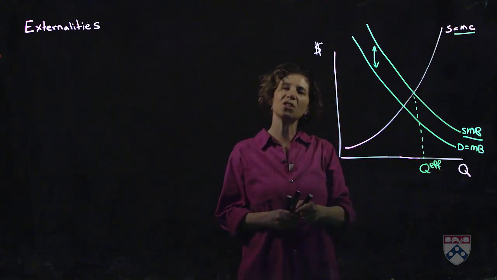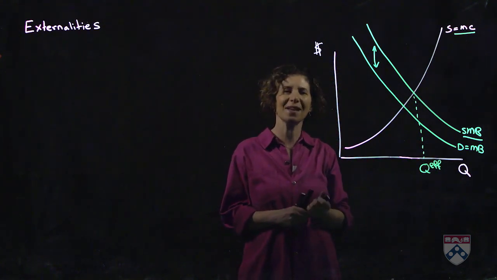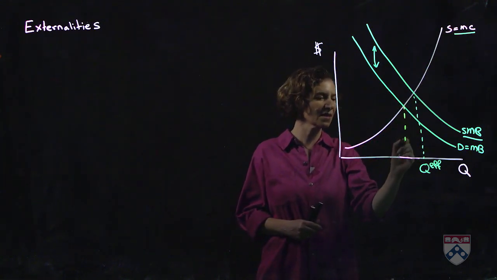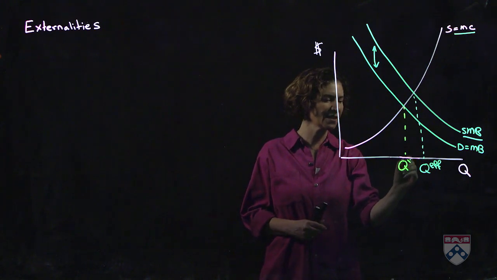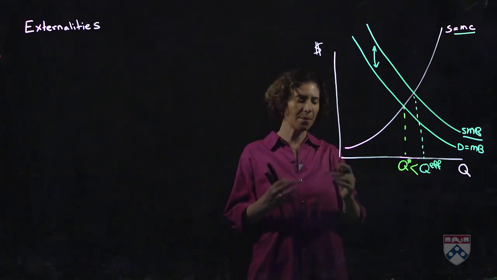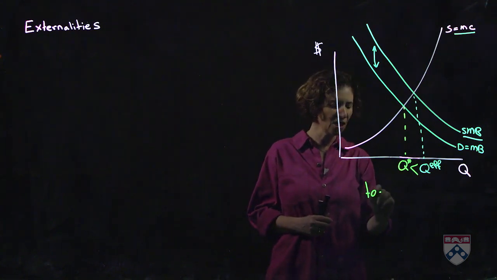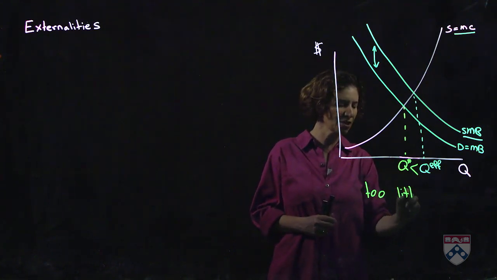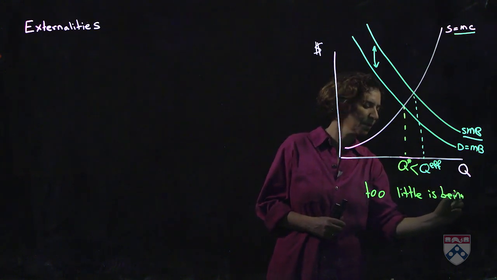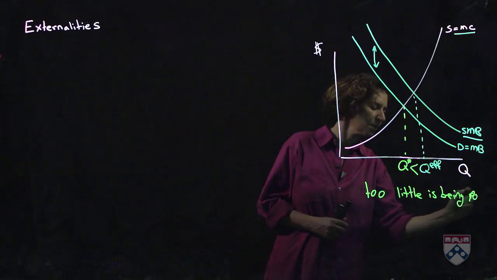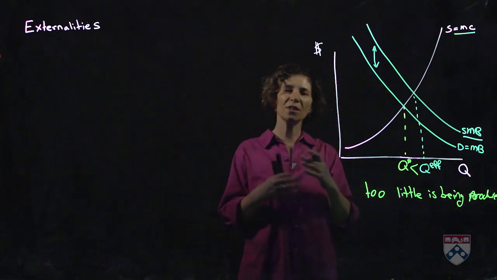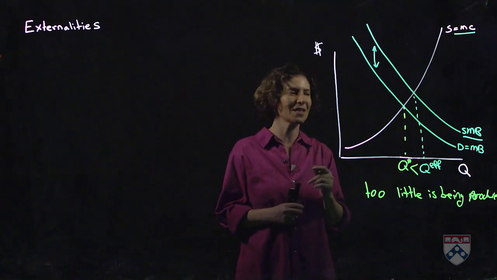But the amount that's produced in the market is where supply equals demand. And where supply equals demand is this outcome here. So that is the market equilibrium. And we see that in a case of a positive externality, too little is being produced. In other words, what we're doing here is we're leaving money on the table.